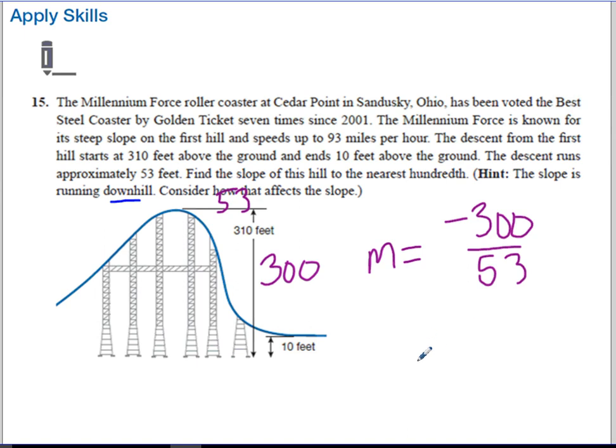And so the slope of the hill, they want us to put it in a decimal form, round to the nearest hundredth, which is 2 decimal places. So our slope is negative 5.66 when we round to 2 decimal places.